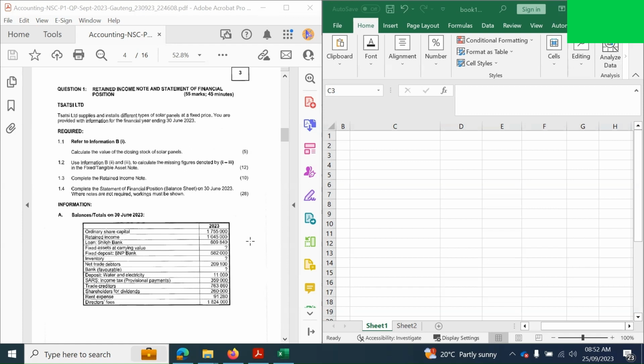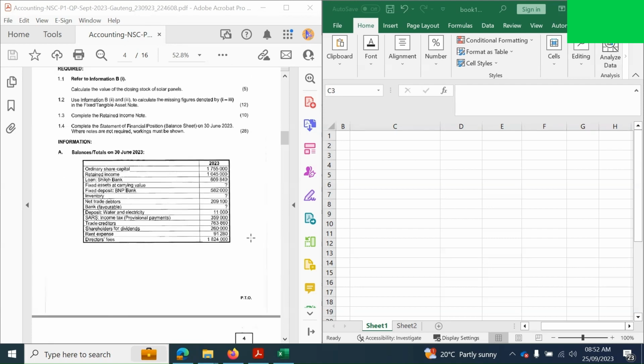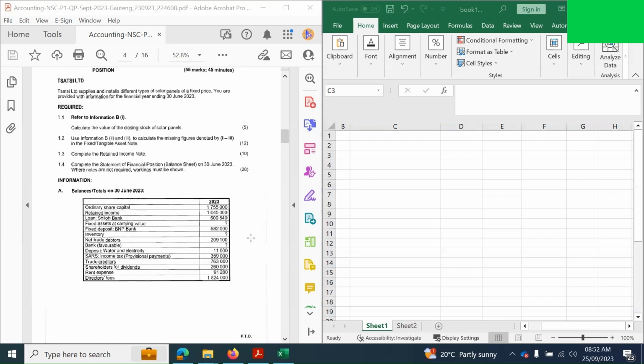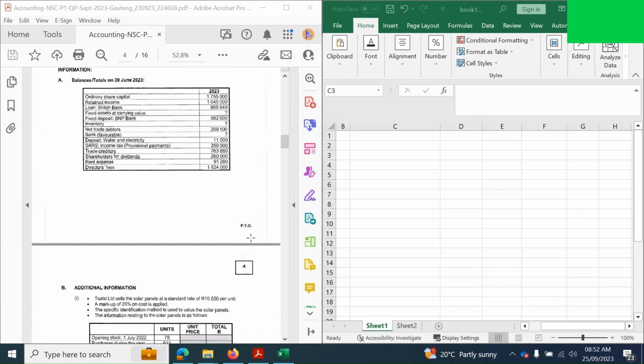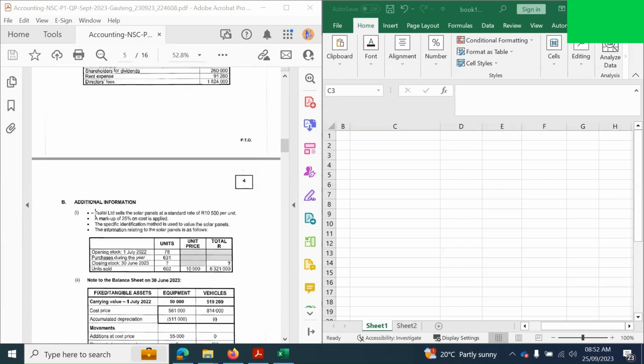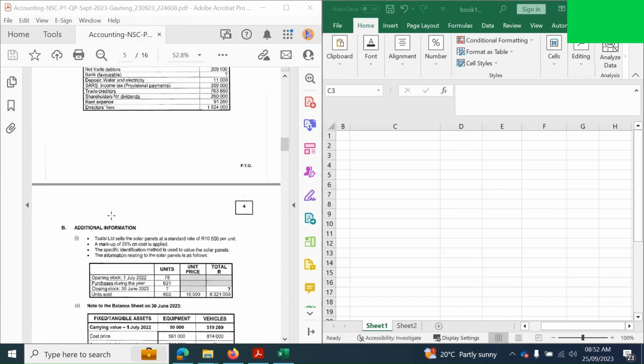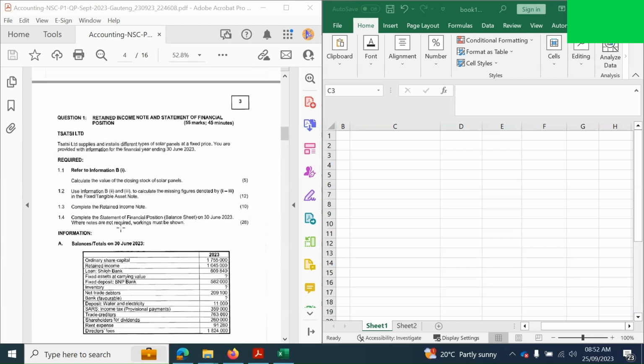You're provided with information for the financial year ending 30th of June, 2023. Okay, so that is now the year end that we are working with, right? So highlight that. Let's see what is required. They say refer to information B1. So that's information we should refer to.